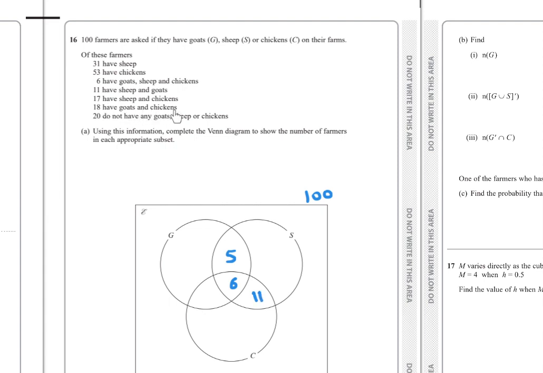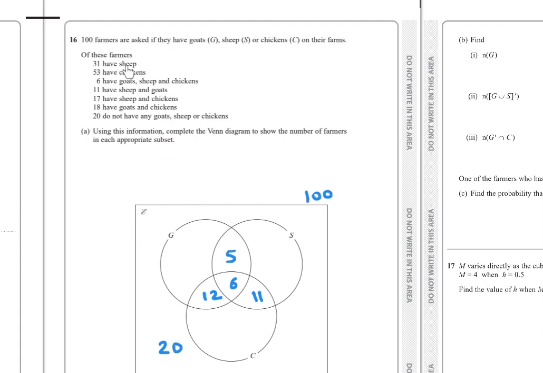18 have goats and chickens. Goats and chickens, this region contains 18. So 18 minus 6 equals 12. So this region contains 12. Now 20 do not have any goats, sheep, or chickens, so 20 goes outside the sets.